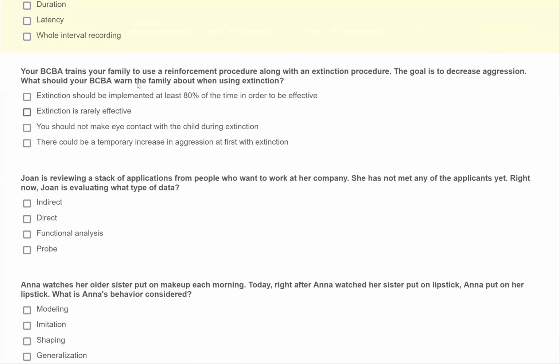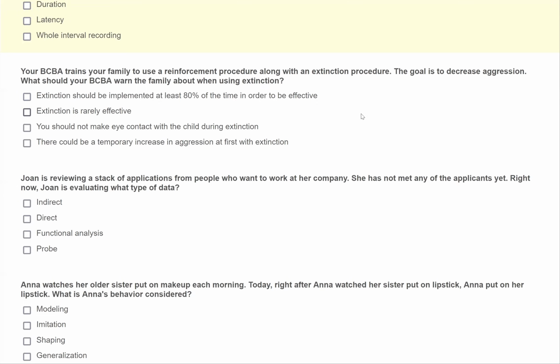Your BCBA trains your family to use a reinforcement procedure along with an extinction procedure. The goal is to decrease aggression. What should your BCBA warn the family about when using extinction? This is an ethical question. When we use things like punishment and extinction, there are ethical concerns we need to think about. And extinction, what is the most obvious ethical concern? Well, think about what happens when we use extinction. We are withholding reinforcement for a previously reinforced behavior, which typically leads to an extinction burst.